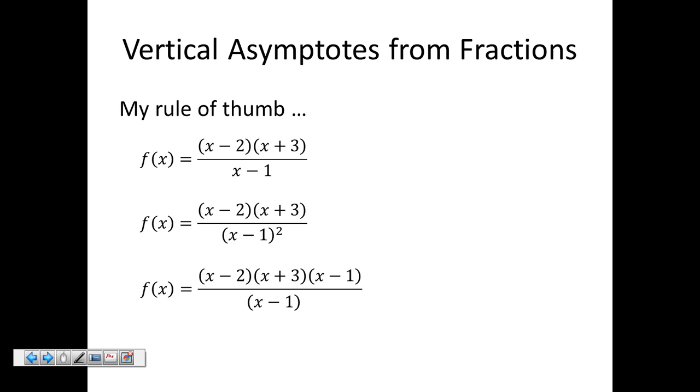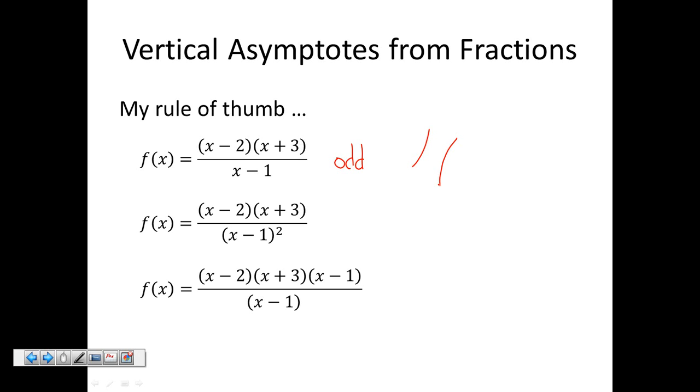So here's my rule of thumb. Now, my rules of thumb are a good place for me to start. I may have to still do some work to verify my rule of thumb, but here's my rule of thumb. When I see a rational function and it's all factored out in the bottom, I have this factor on the bottom of x minus 1 in all of these rational functions. When I see an odd power, like I do right here in this first one, so I have an odd power on that factor on the bottom, then I know that the graph is going to go up on one side, down on the other.